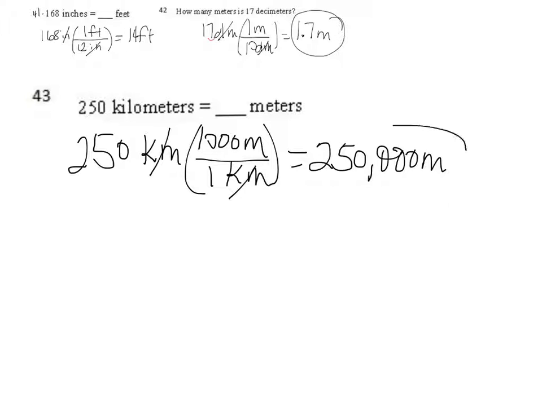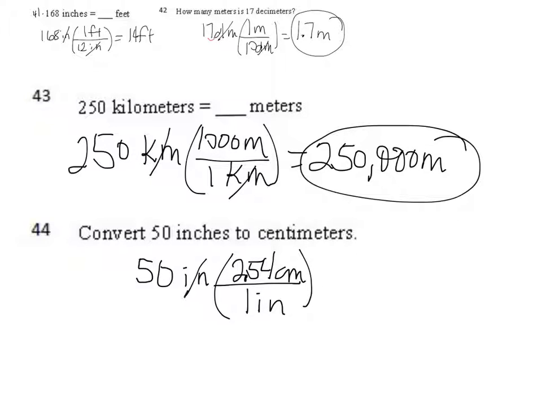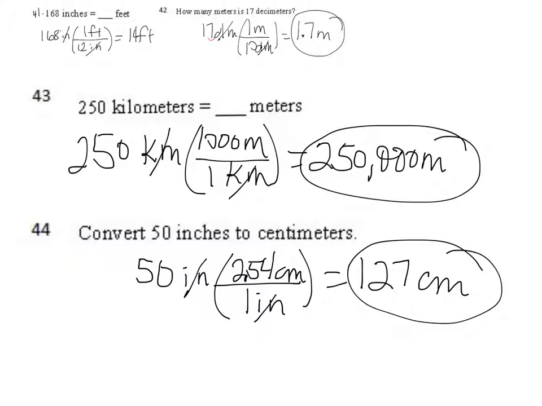250,000 meters. It's okay if you don't know how many centimeters are in an inch off the top of your head because it's printed on the test. There are 2.54 centimeters in 1 inch. Inches cancel out, and just like the last one, the conversion units are in the numerator, so I'm going to multiply 50 times 2.54, and I get 127 centimeters.